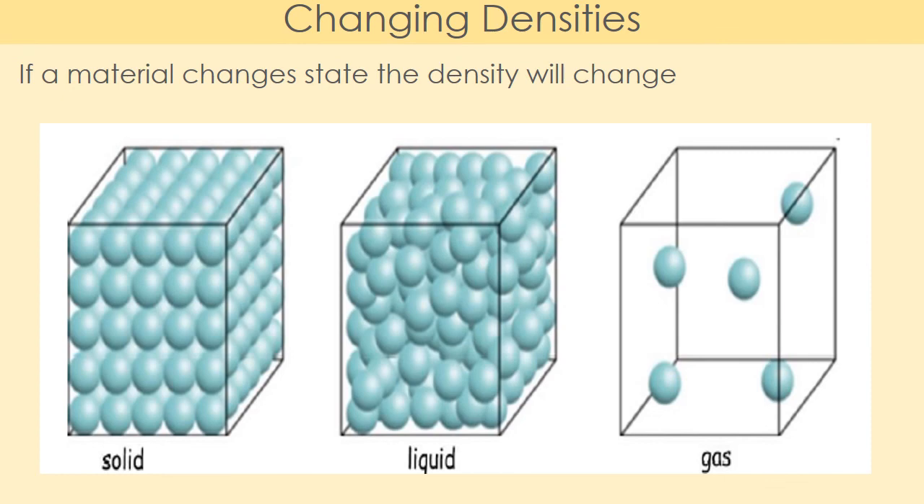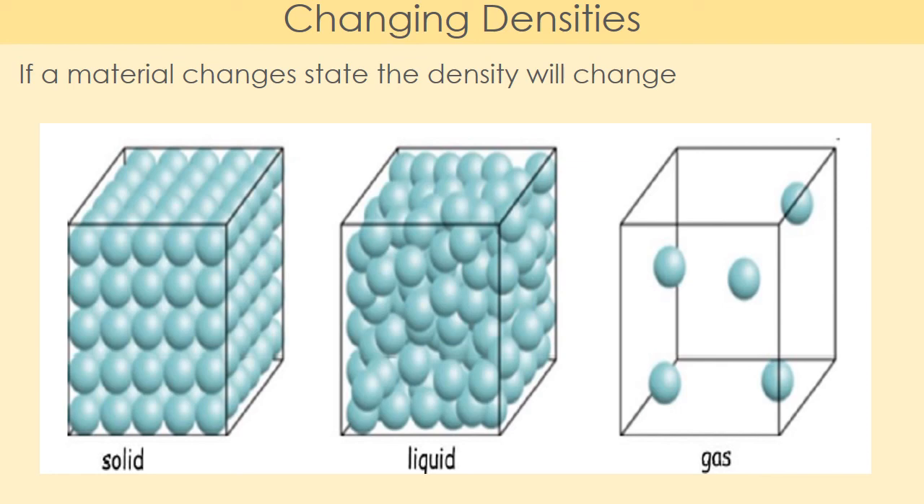We can also do it by changing state. So if we change state, going from a solid to a liquid to a gas, the density will change as well. Again, it's because of the number of particles we have per volume. A solid, we've got them all in a fixed shape. Generally, our solid will have the highest density. A liquid will have a slightly lower density, and a gas will have the smallest density.